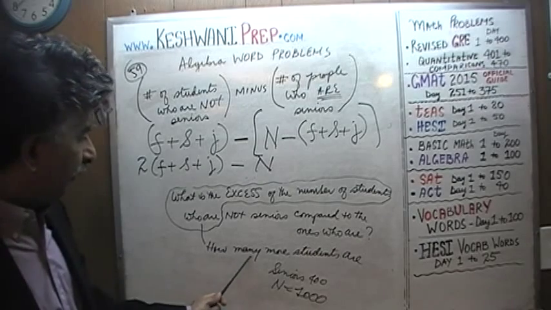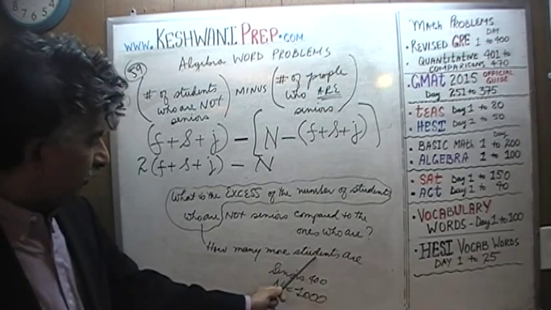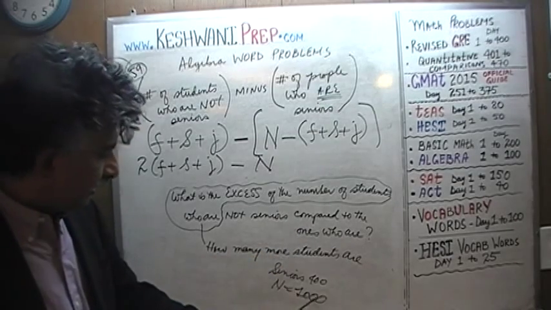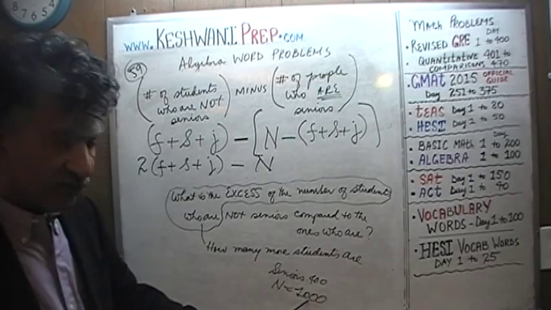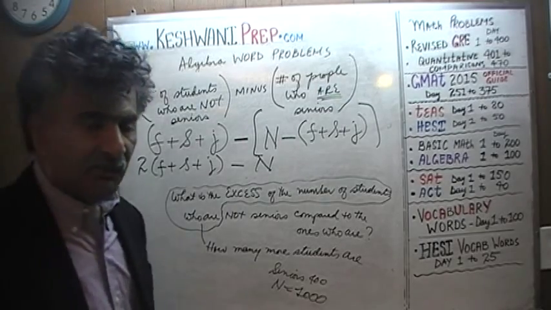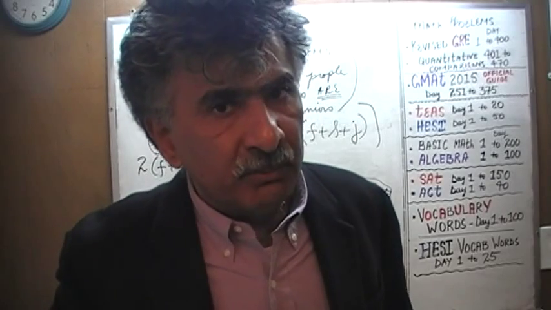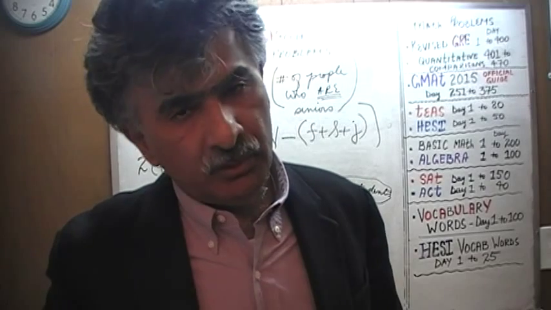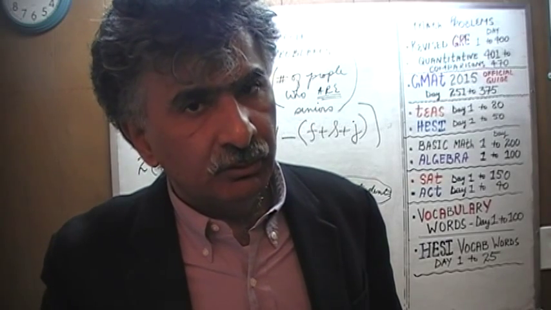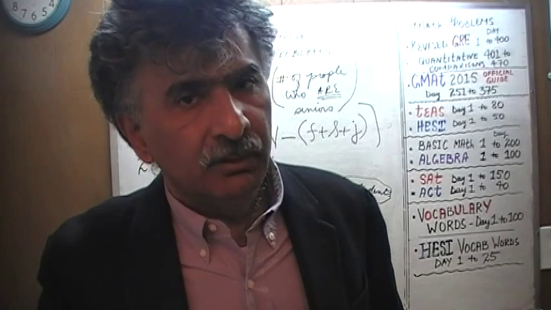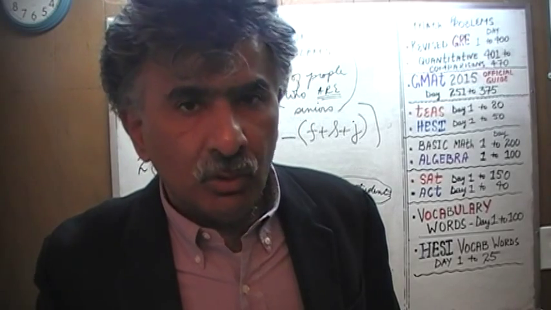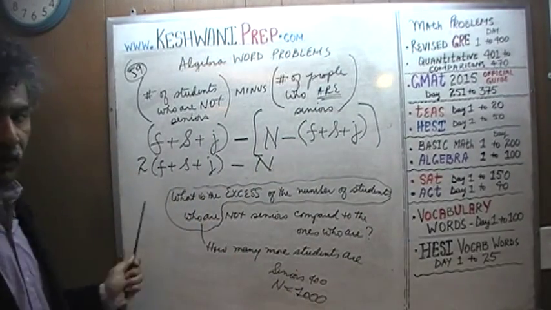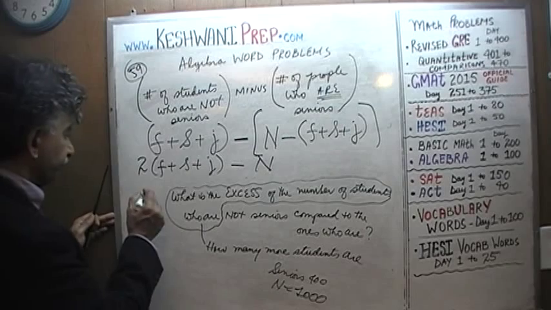The question is, how many more students are not seniors compared to the ones who are? There are 400 seniors. There are 600 not seniors. So how many more people are there who are not seniors? The answer is 200, because there are 600 students who are not seniors and 400 who are. So there are 200 more students compared to the number of seniors. This answer better give us 200. Let's see if it does or not.